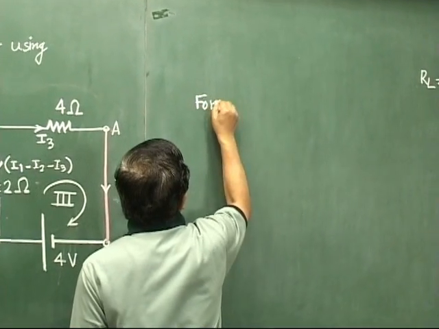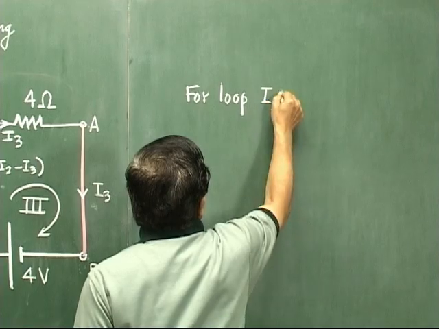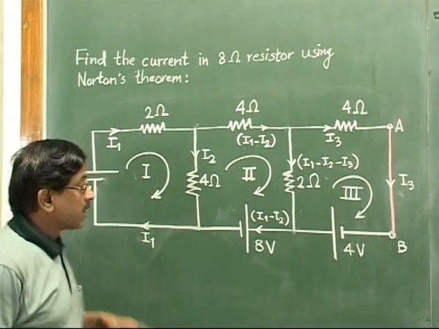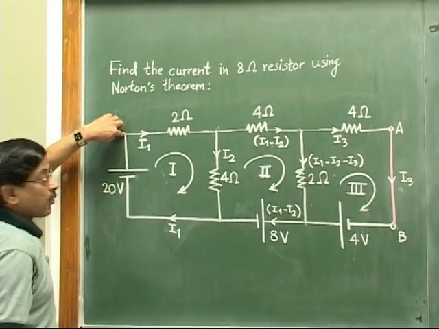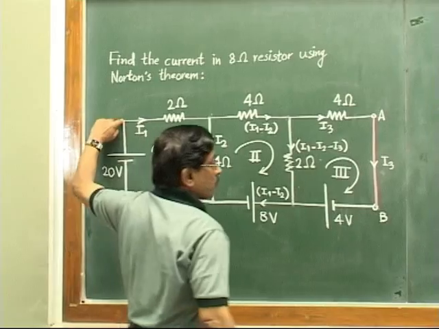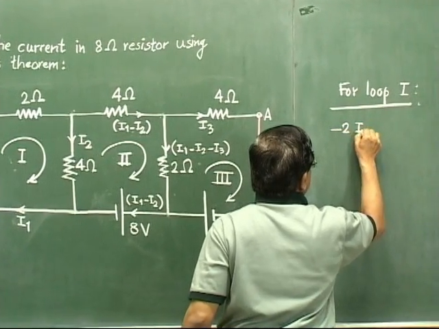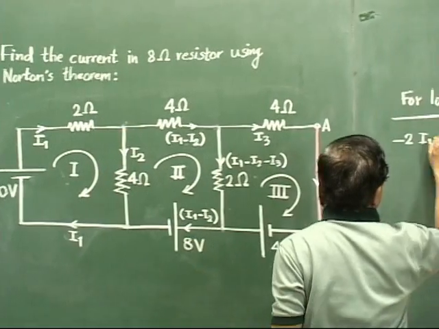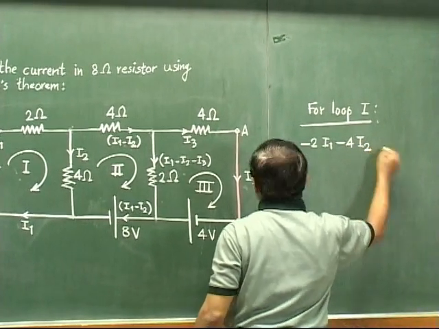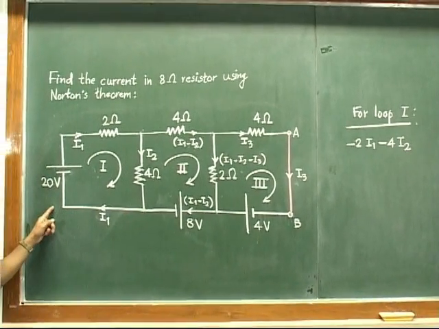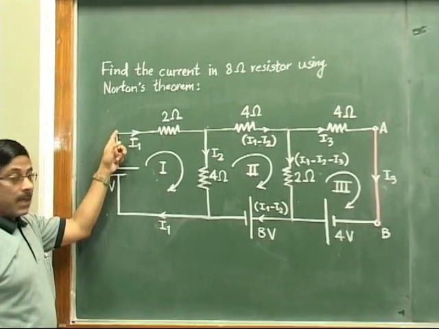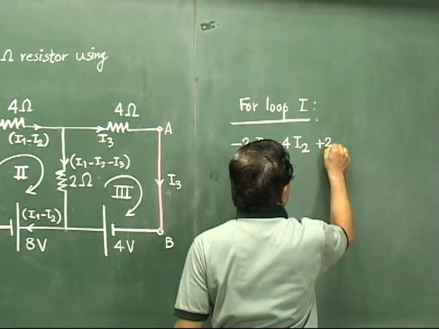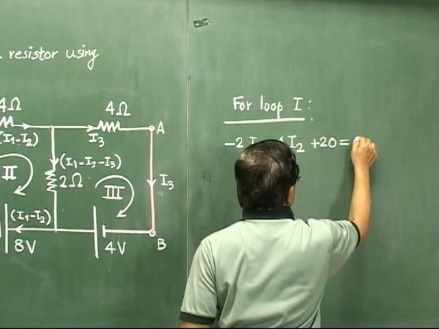For loop 1, what would be the equation? We have assumed our direction of travel like this, clockwise for all the loops. So suppose for this loop 1, we start from this point. Now this to this, it will be minus 2I1. So minus 2I1. Then this point downwards, it will be minus 4I2. Then from this point left, no component, so no voltage rise or drop. And then to the original starting point, it will be plus 20. So plus 20. Now we have traversed the entire loop, and this all must be equal to 0.